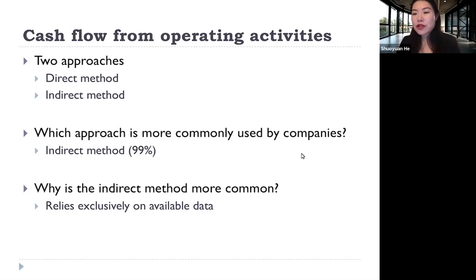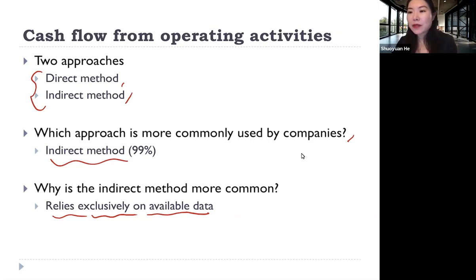And then for cash flow from operating activities, we have 2 approaches. One is direct method, the other is indirect method, as we just mentioned. Which approach is more commonly used by companies? The answer is indirect method. About 99% of firms use indirect method. And why is indirect method more common? Because it relies exclusively on available data. So it's just easier to make than the direct method, which we're going to see later when we talk in more detail about those 2 methods.